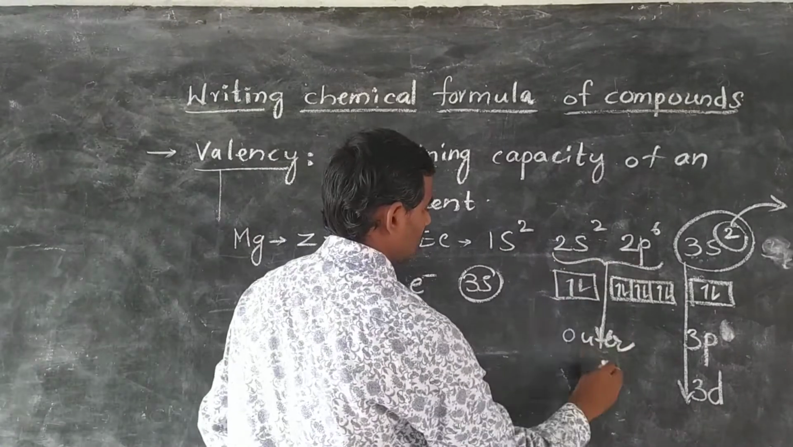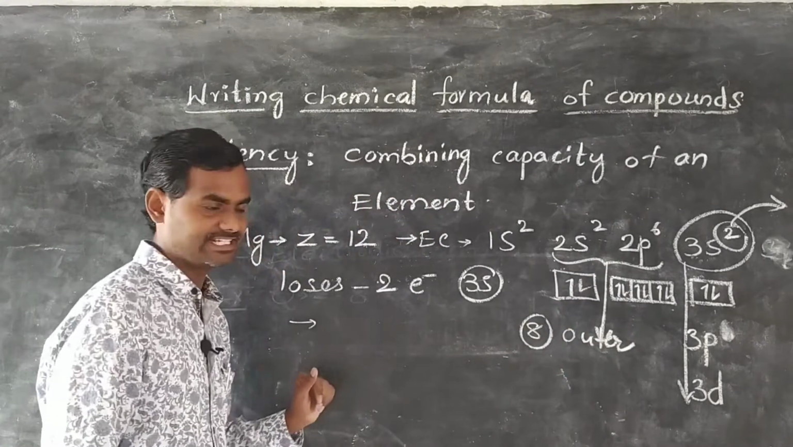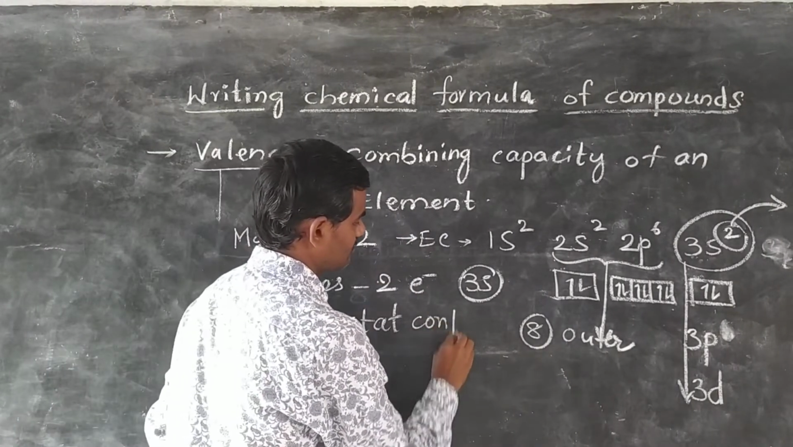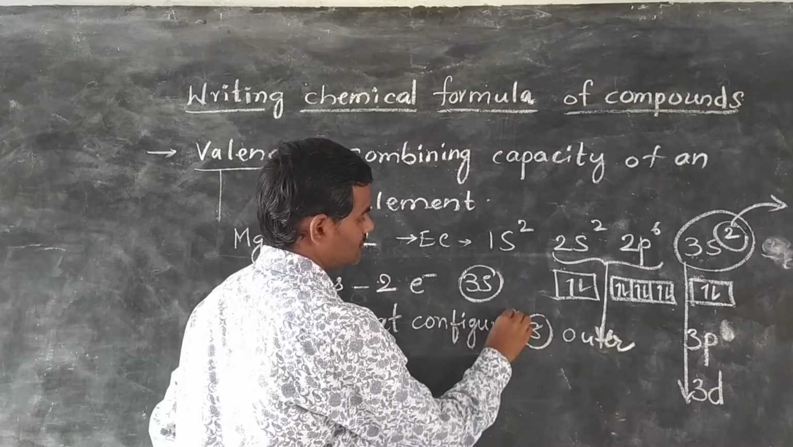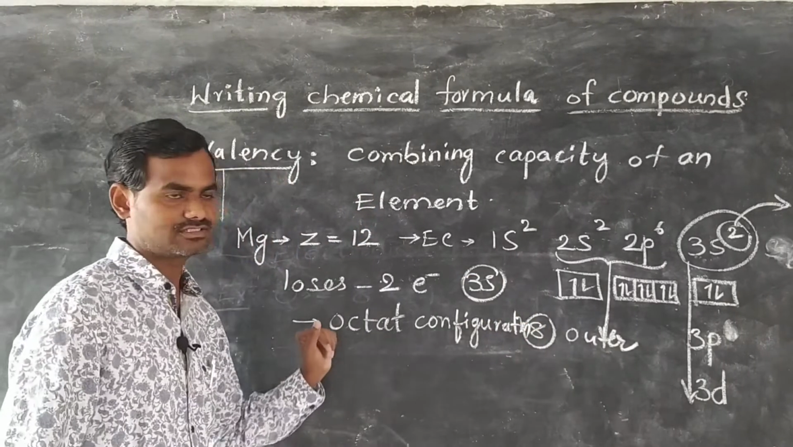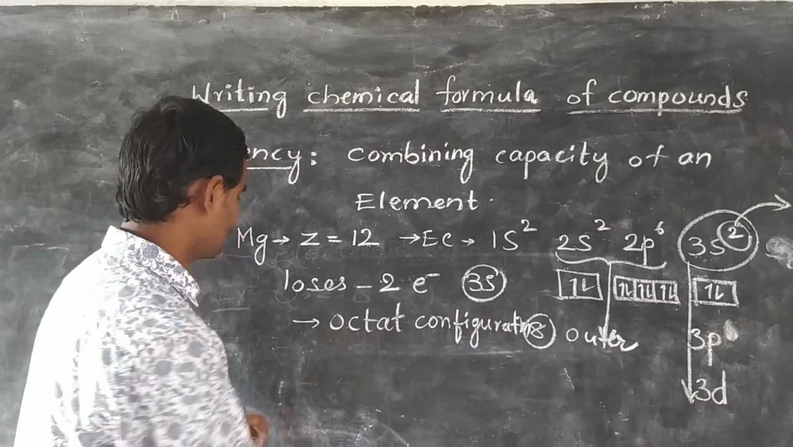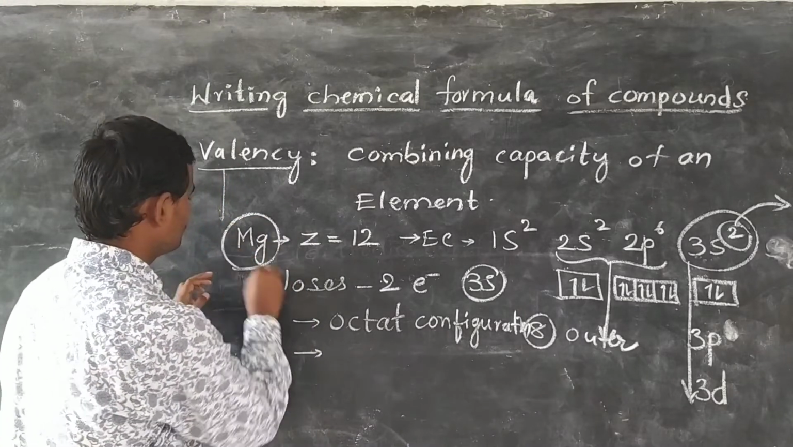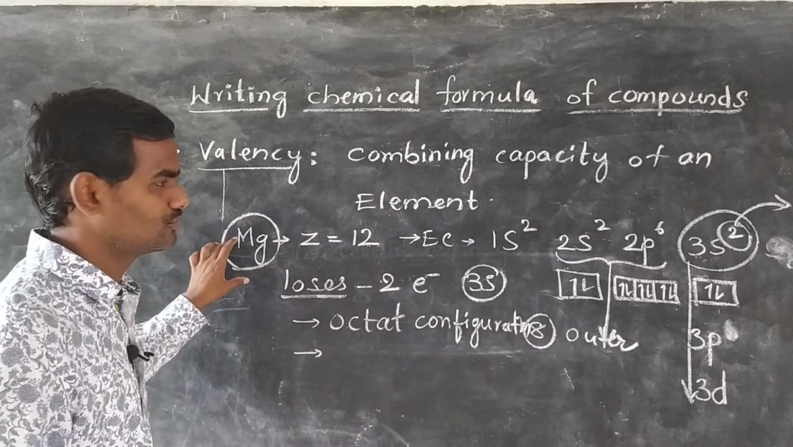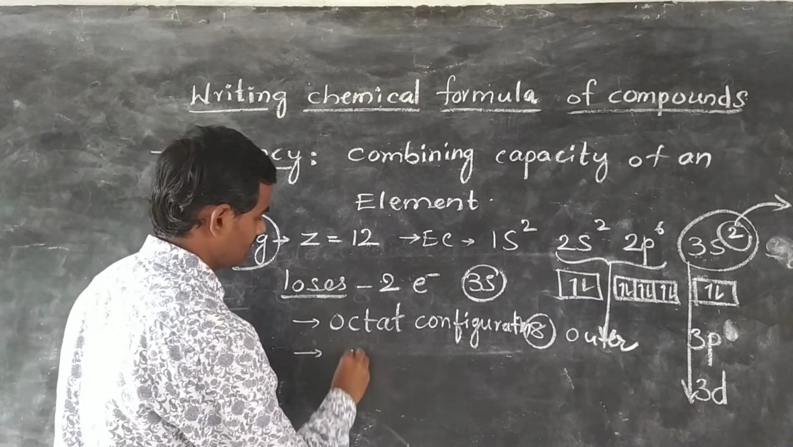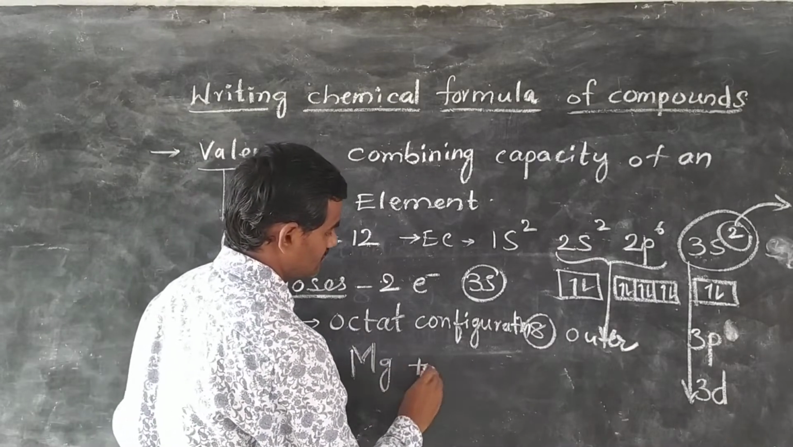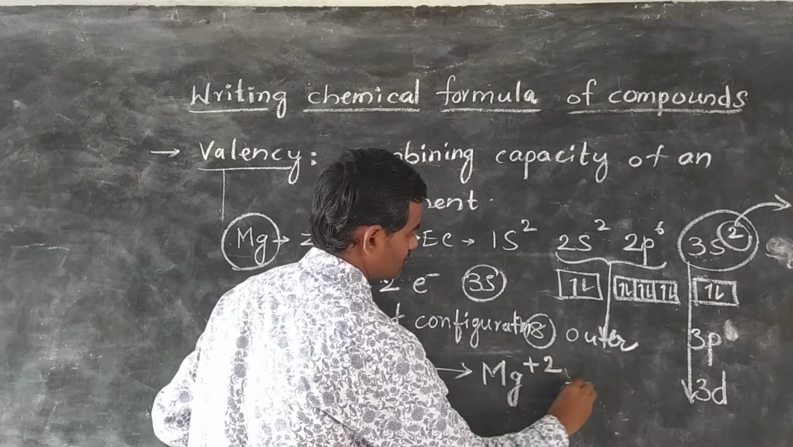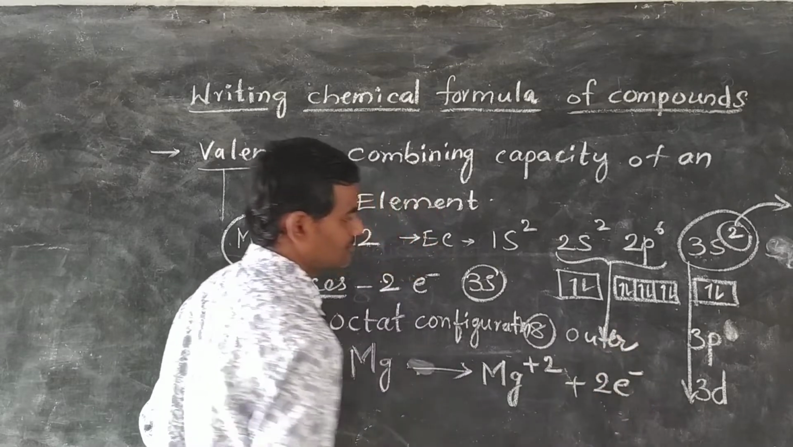So in the outermost orbital, if the electrons are 8, it means it follows octet configuration. If the outermost orbital contains 8 electrons, then it is called octet configuration. So if it has octet configuration, it is stable. So magnesium loses 2 electrons and becomes plus 2. It loses 2 electrons.